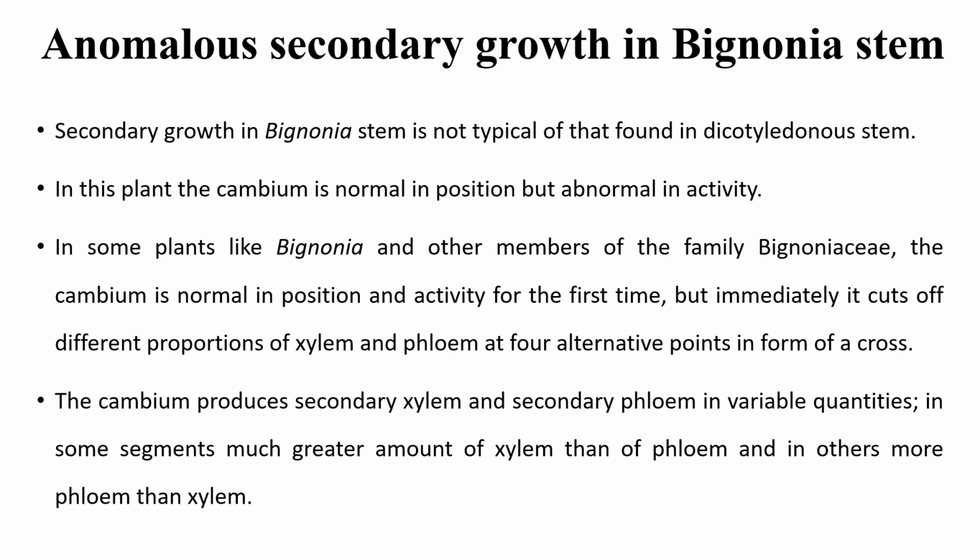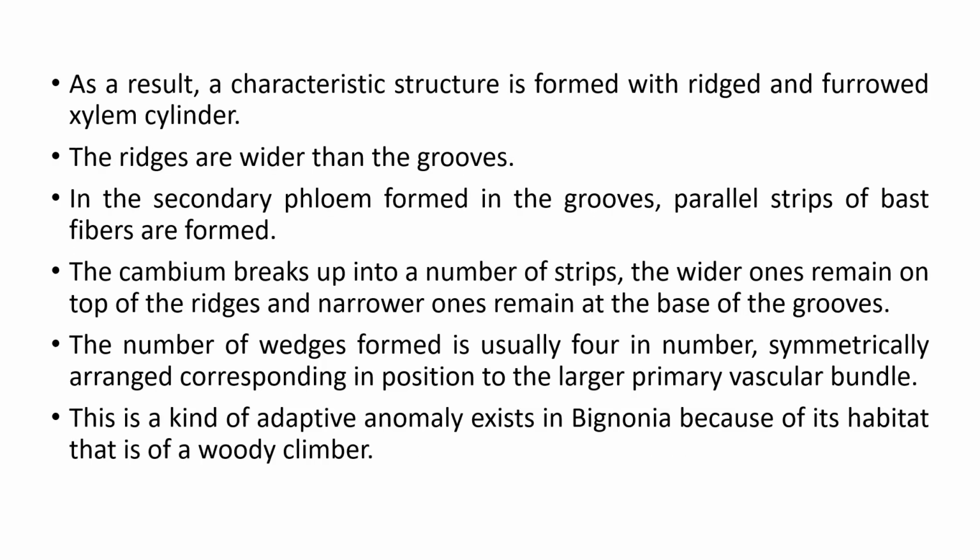In some segments, a much greater amount of xylem than phloem. In others, more phloem than xylem. So generally, when cambium shows normal activity, it produces equal amounts of xylem and phloem. But here in the case of Bignonia, it produces variable quantities of xylem and phloem. So it is an abnormal condition. As a result, a characteristic structure is formed with ridge and furrow. The ridges are wider than grooves.